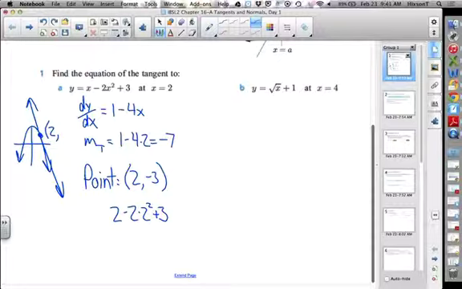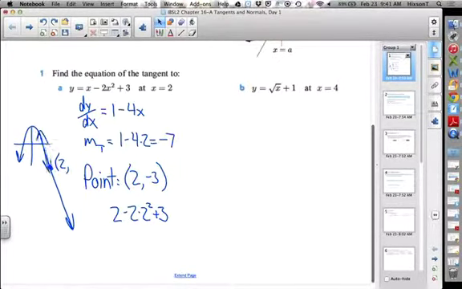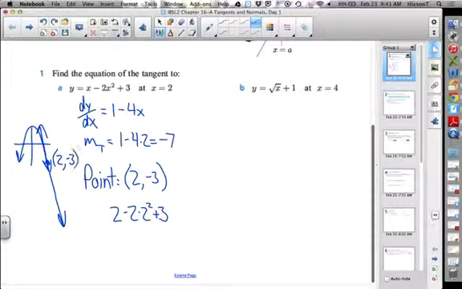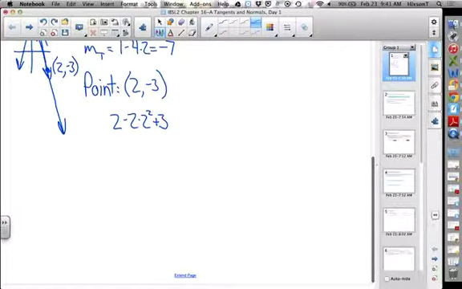So obviously my drawing is a hair off. This thing should be down here. There we go, that looks a little more tangent. So there's my point, 2, negative 3. Now, you can use either y equals mx plus b, or you could use the point slope form, whichever way you want. At this point, finding the equation of a line should be a no-brainer for you. So you just work your way through doing that.